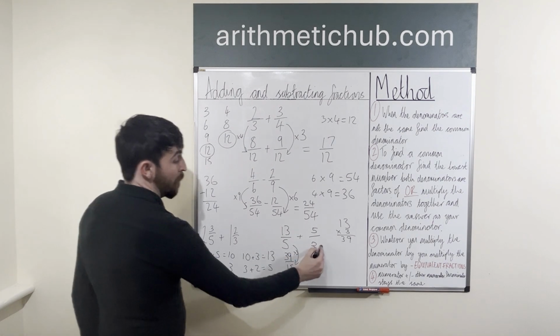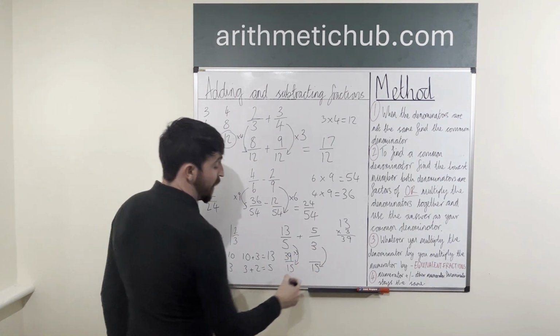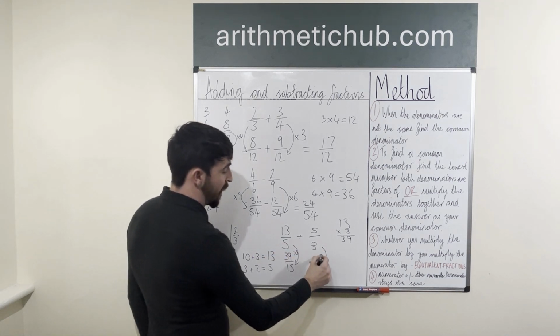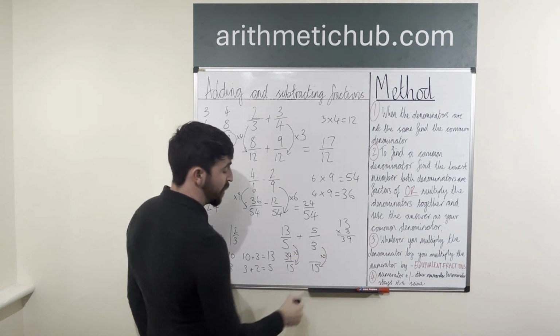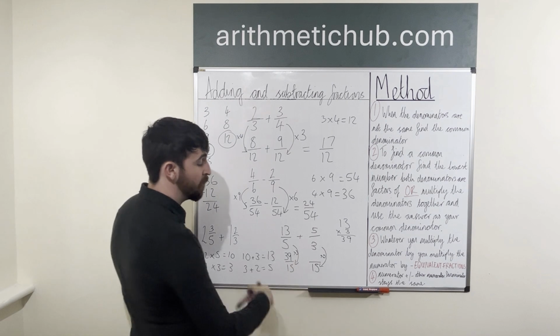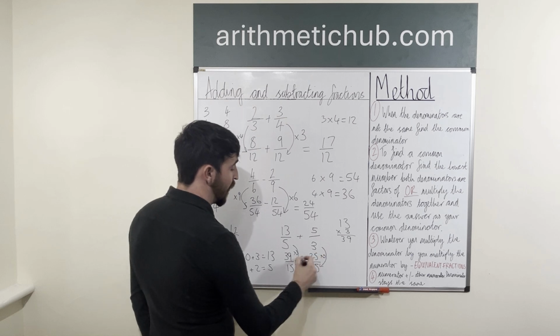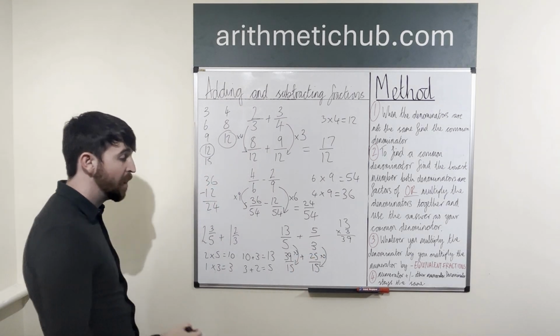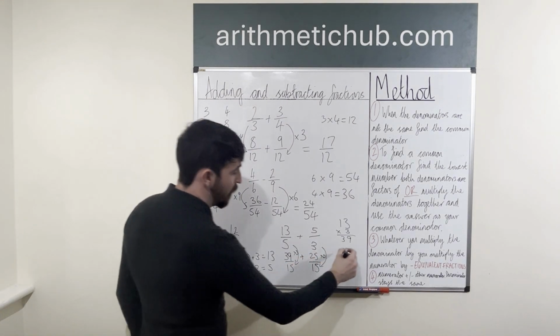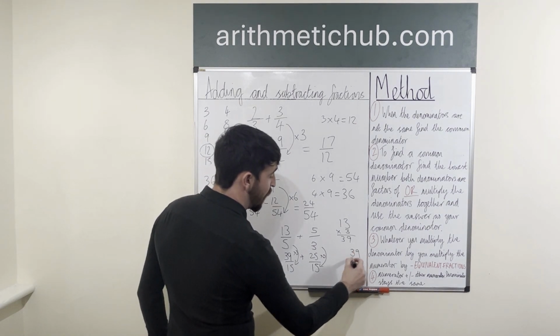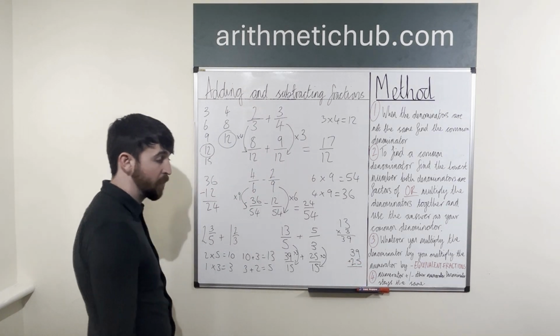Okay, what have I had to do with my 3 to get it to 15? Well, I've had to multiply it by 5, haven't I? So 3 times 5 is 15, so I have to do the same to my numerator. 5 times 5 is 25. And now I need to add them. 39 add 25. I'm probably going to put that into a column method as well. So there's an awful lot of steps to this type of question.